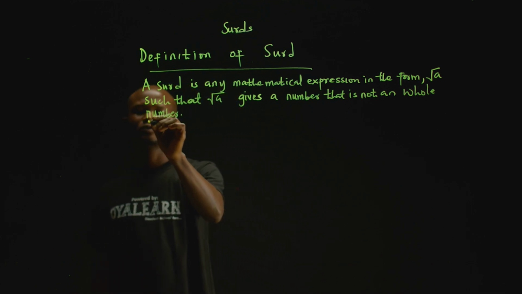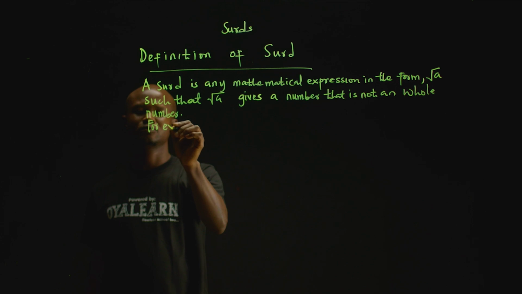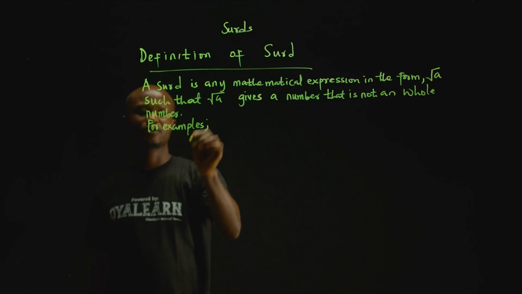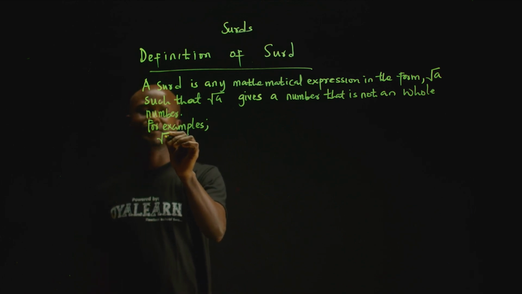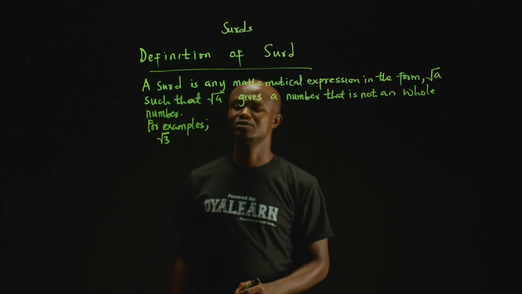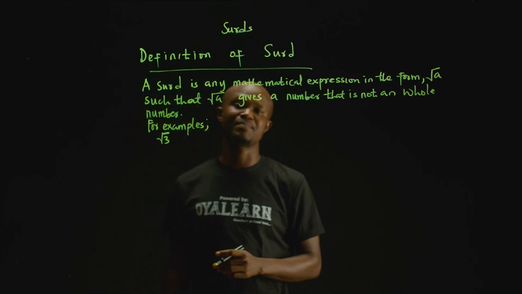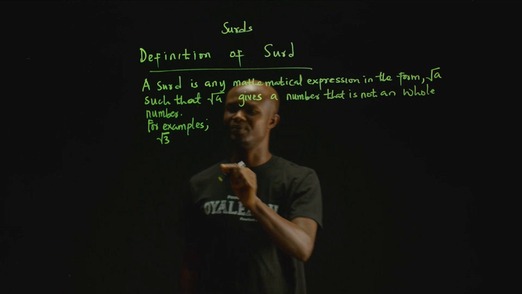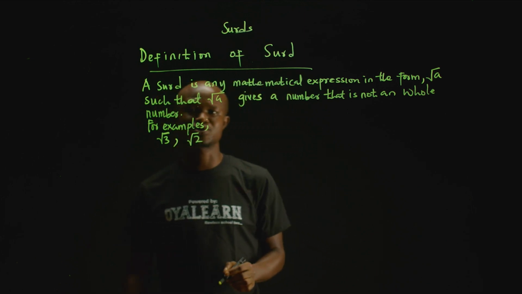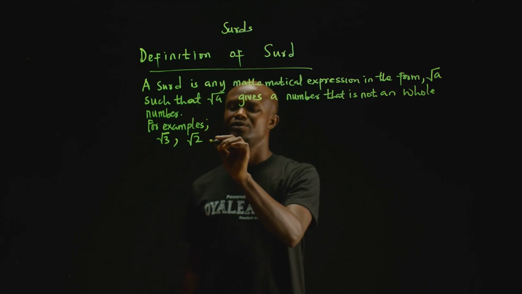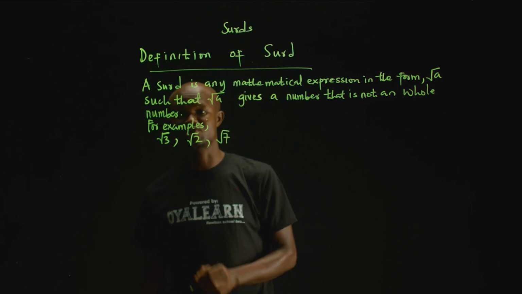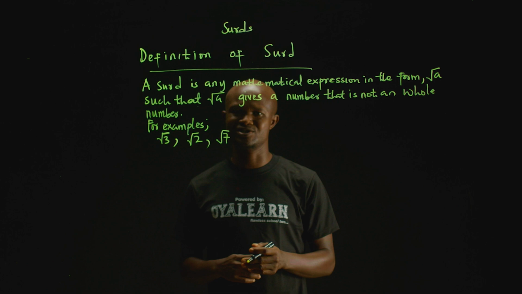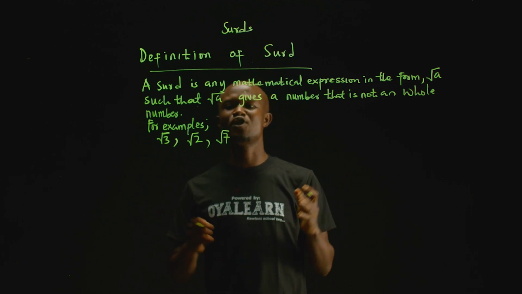For example, square root of 3 is an example of a surd because 3 is not a perfect square. Hence, if you are trying to find the square root of 3, you will not get a whole number. Square root of 2 is also a surd. Square root of 7 is also a surd. But root 4 is not a surd. Why? Because square root of 4 will give me 2.